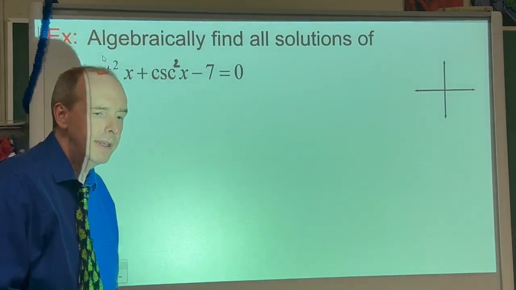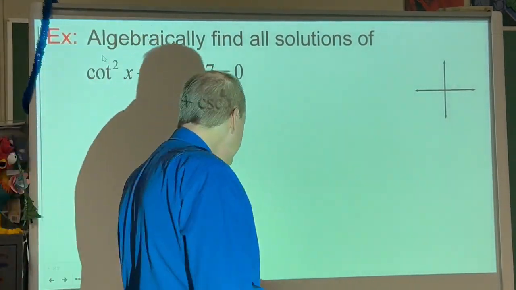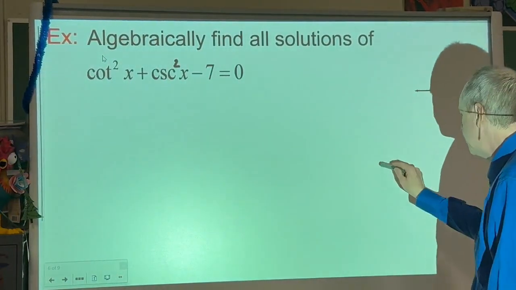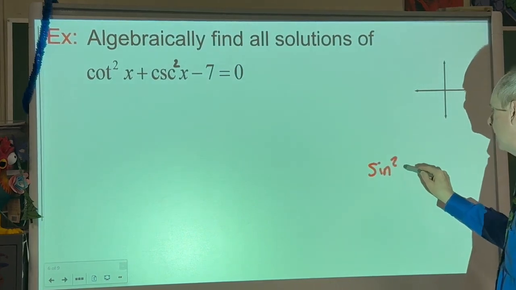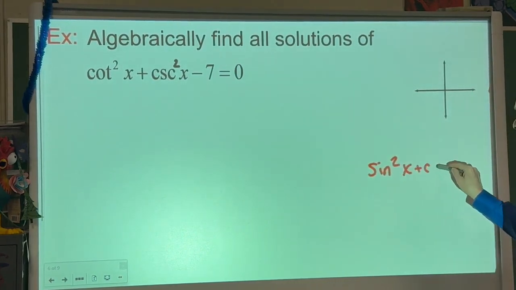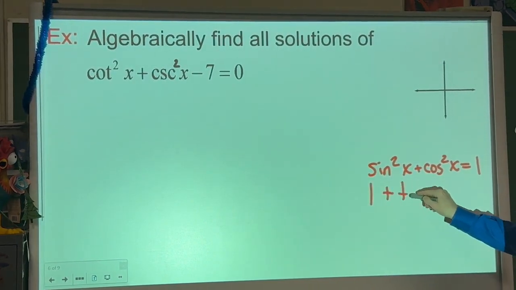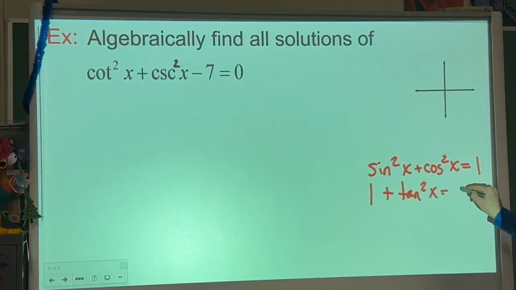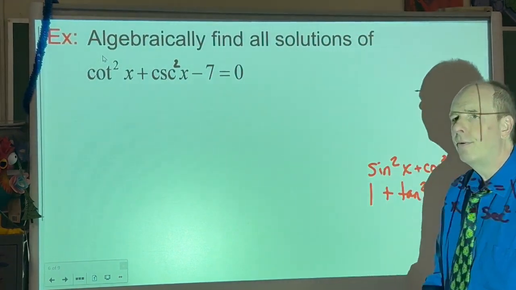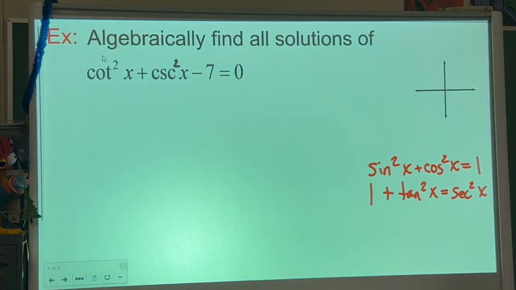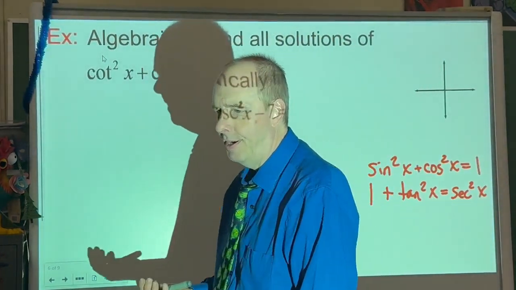Well, we have some Pythagorean identities. One of them is sine squared of x plus cosine squared of x equals 1. One of them is 1 plus tangent squared of x equals secant squared of x. Yeah, still don't see the ones I'm looking for. So what's our third one?